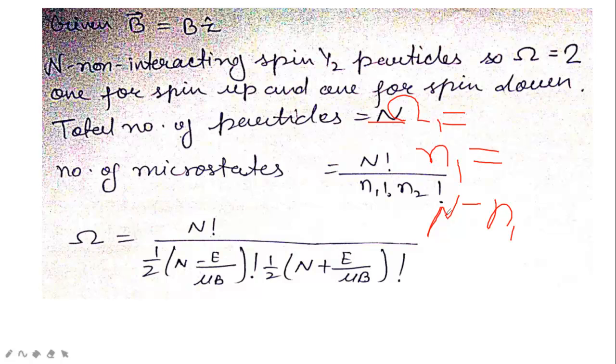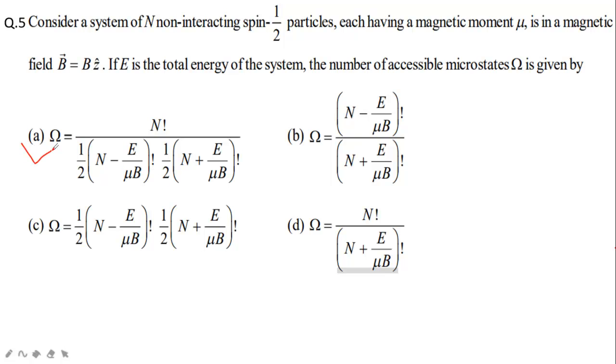So they are saying that there is a magnetic field. We know that the energy of the system of particles in any magnetic field, we write as N mu B, where B is the magnetic field and mu is the magnetic moment. If we want to write N, we put E over mu B, so N will be E over mu B. So half N minus E over mu B factorial plus half N plus E over mu B factorial. So this will be our answer. The correct option will be option number A.